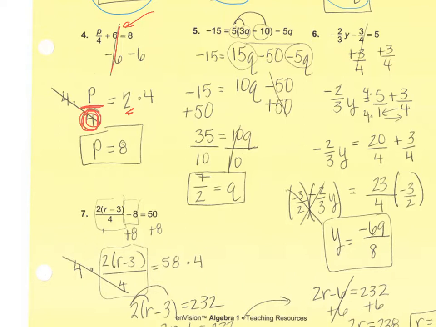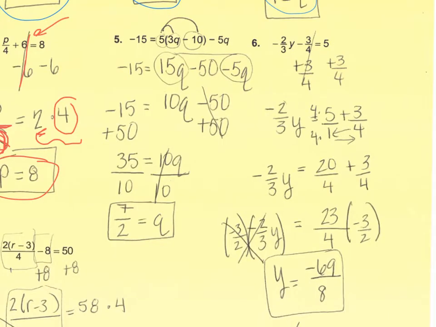So you're allowed to multiply by that red circle, by 4, on both sides. What we do on the left cancels because that's an inverse operation. So then p is equal to 2 times 4 or 8. That's our answer. For number 5, there's multiple steps.